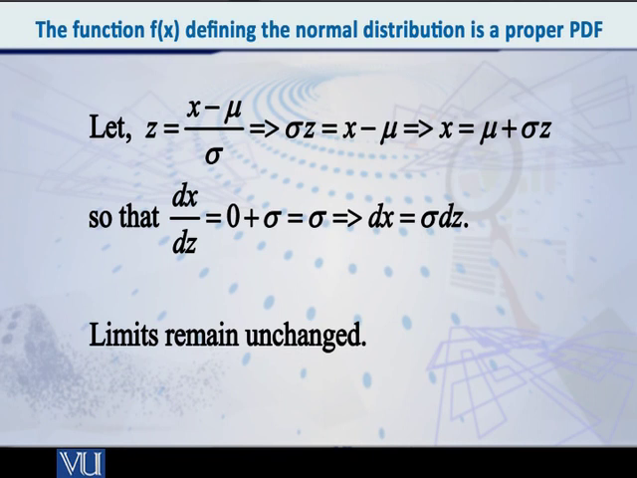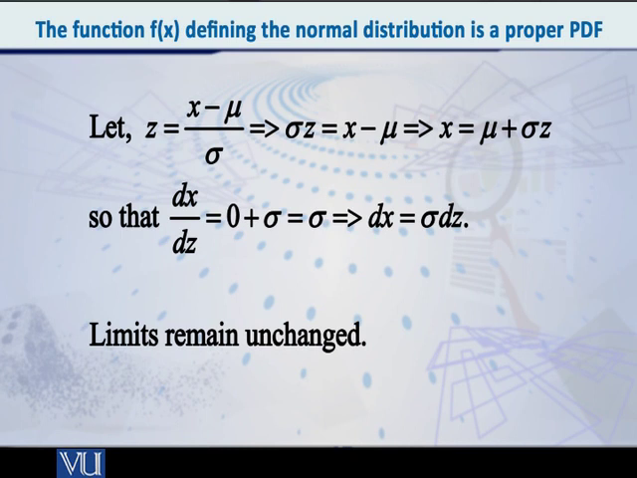साथ हमें we have to see what happens to the limits of the integration. देखिए, when x tends to minus infinity, z will tend to minus infinity minus mu over sigma. Minus infinity minus mu is still minus infinity. और अगर उसे एक positive number से divide करेंगे, that will still be minus infinity. So therefore, as x tends to minus infinity, z also tends to minus infinity.